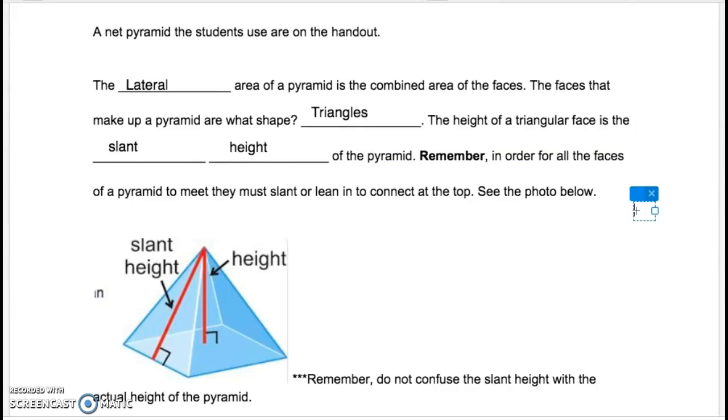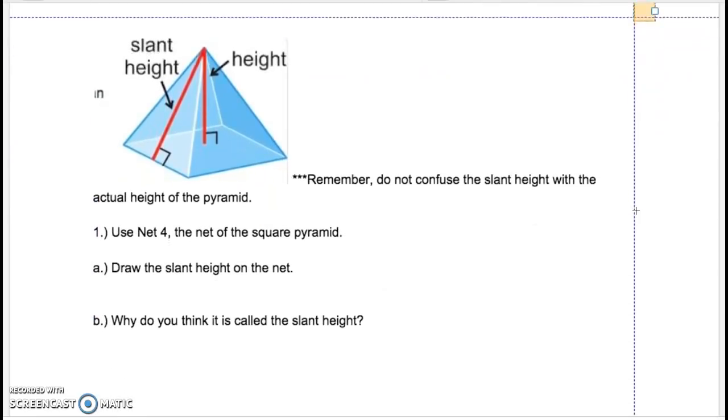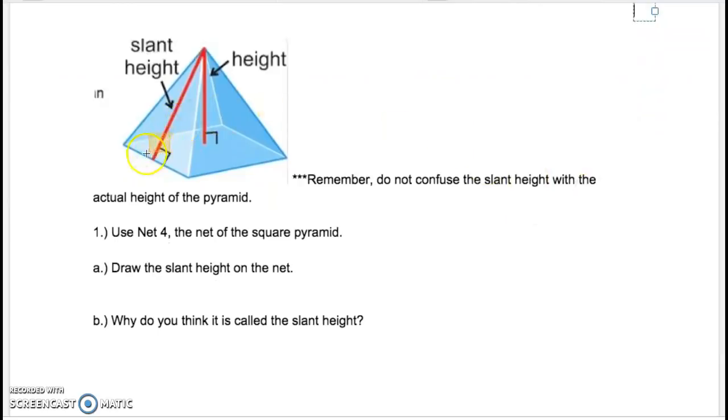Remember, in order for all the faces of a pyramid to meet, they must slant or lean in to connect at the top. If you look at that photo below, you could see that they won't meet at the top if they were not slanted. Remember, do not confuse the slant height, which is this, with the actual height of the pyramid.